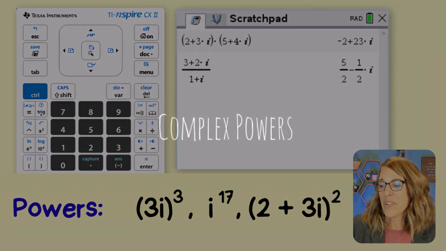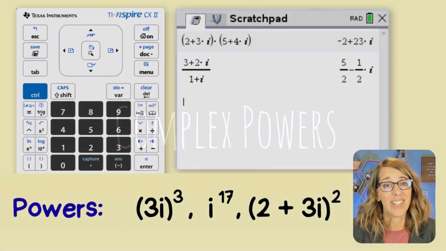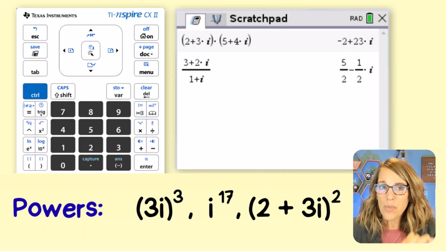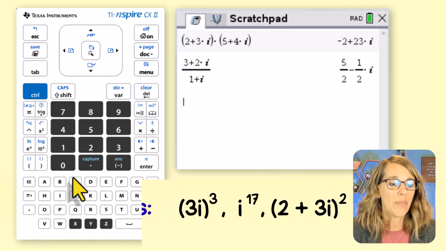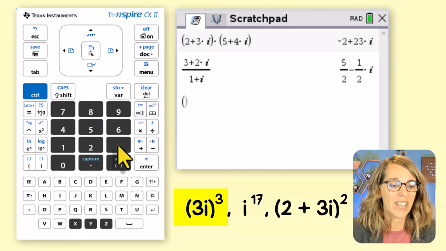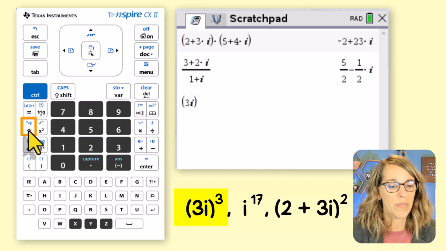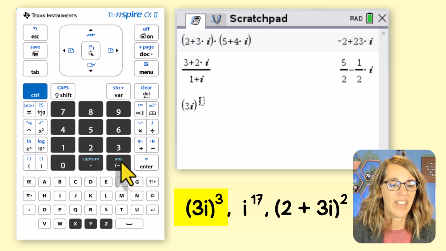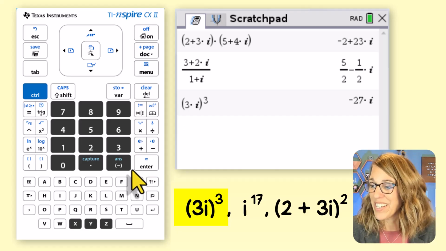Next up are powers, and powers are so incredibly easy to do with the TI-Nspire. Just make sure that you put whatever your complex number is in parentheses first. So I want to do a 3i. Let's do parentheses 3i, close parentheses. I want to raise that to the third power. So I'm going to use my caret key here, 2 over from the number 4. So caret, and then 3, and then I just hit enter, and I get a negative 27i, super easy.